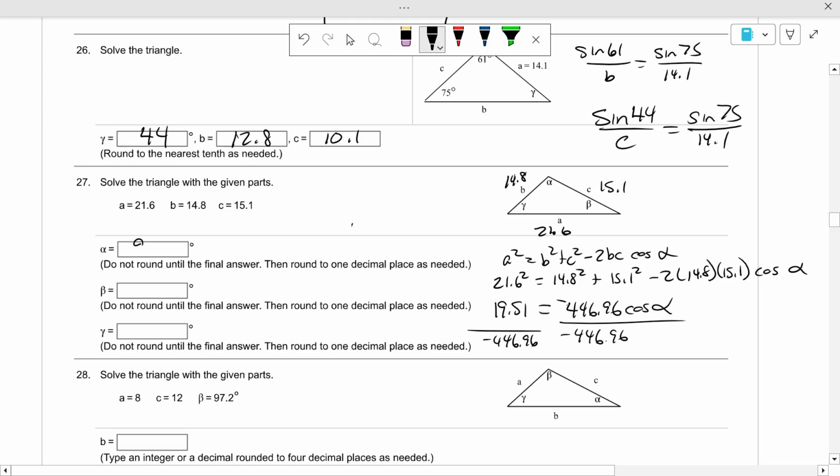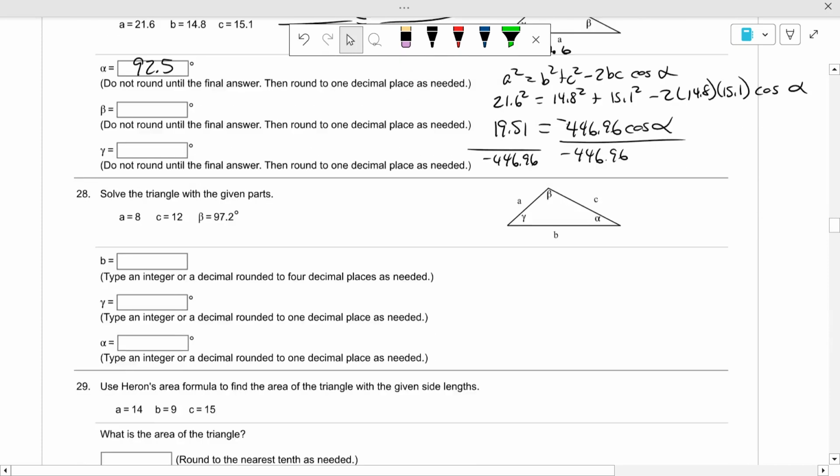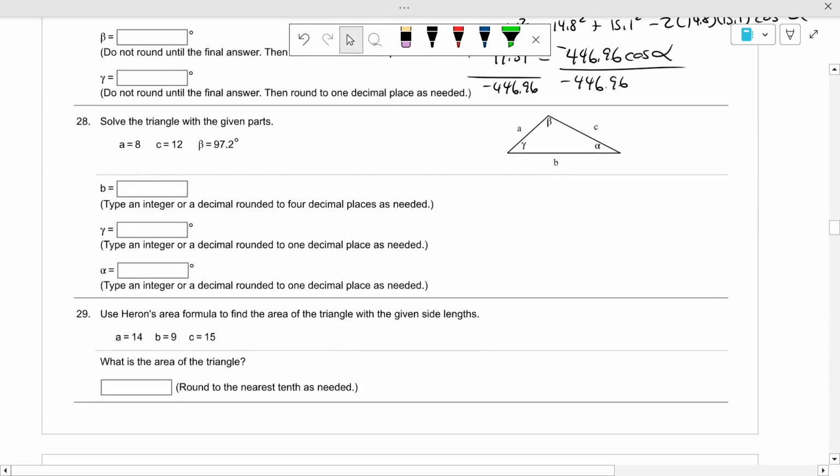So this is 92.5 degrees. So we could use law of sines to figure out B, beta. So the sine of beta over 14.8 equals the sine of 92.5 over 21.6. Cross multiply and solve, and then just subtract, find the other angle. Okay? We have two law of cosines problems.